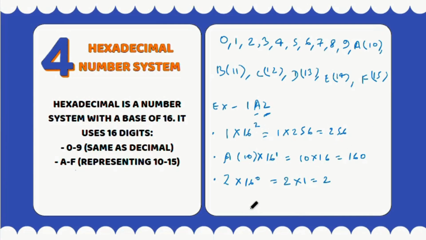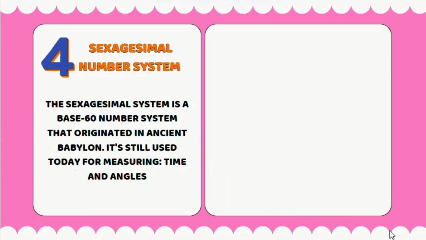So adding all this we get 256 plus 160 plus 2 is equal to 418. So we get 418 as a decimal number for hexadecimal number 1A2. Right? So this example illustrates how hexadecimal numbers work using a base 16 to represent quantities, often used in programming and computer science. Now the next is sexagesimal number system.